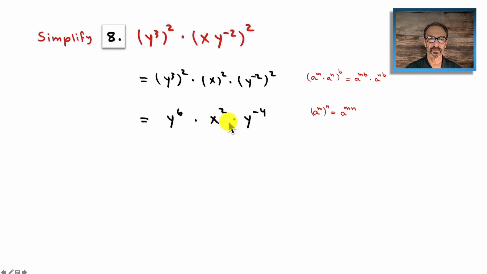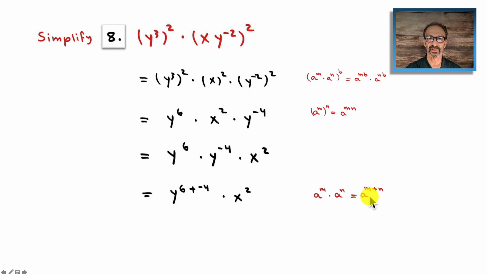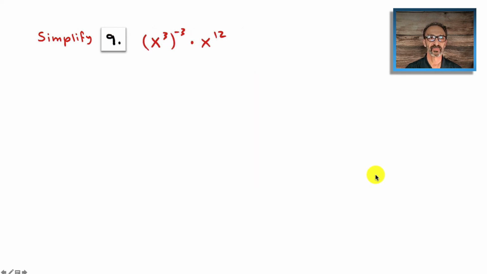Let's rearrange. Put the y's next to each other. That's the commutative property of multiplication. Let's add the exponents right here, 6 and negative 4, which makes it 2. Applying this rule right here. So it's y to the second, x to the second. 2 more. Number 9.